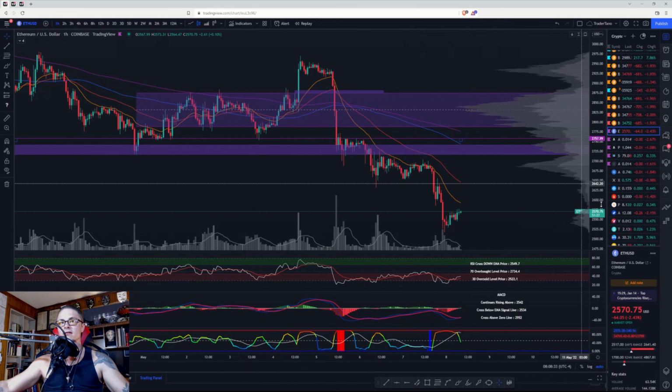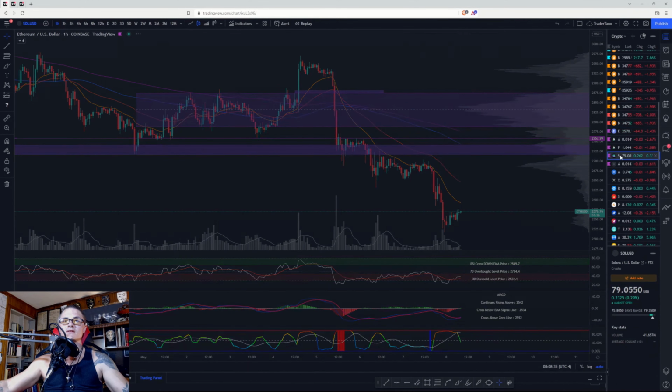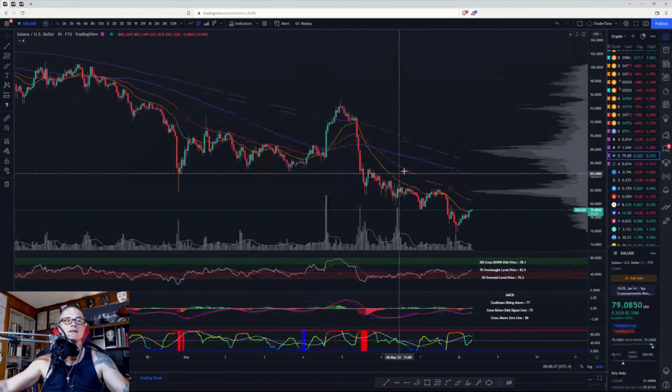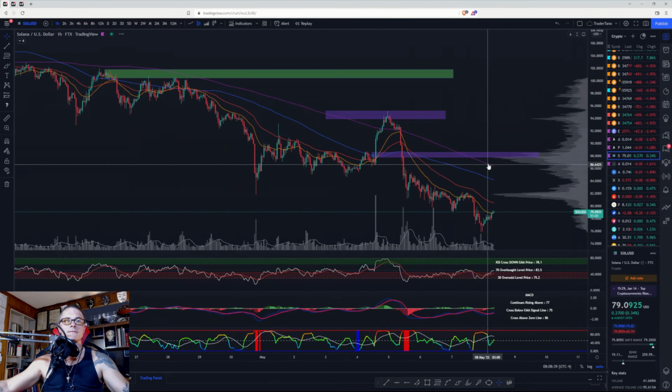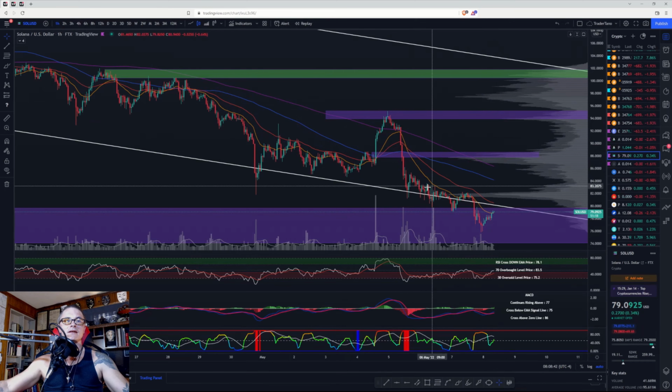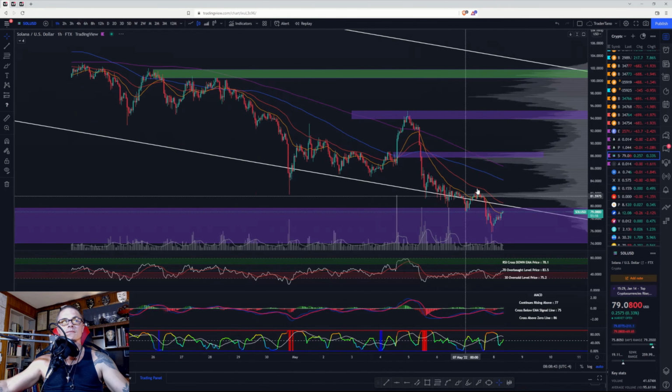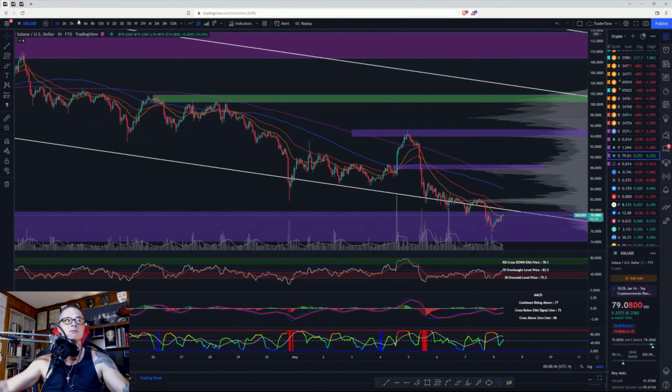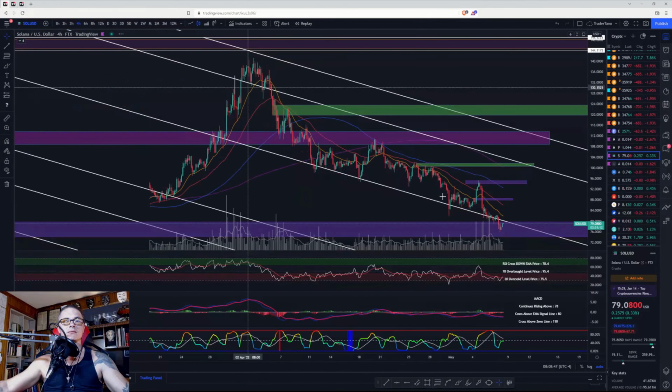Let's move on to Solana. Almost did the same thing I did yesterday. Okay, so Solana moving at, oh man. So we were grinding out this level, broke back down. Let's move to the 4 hour real quick. We'll zoom out a little bit.